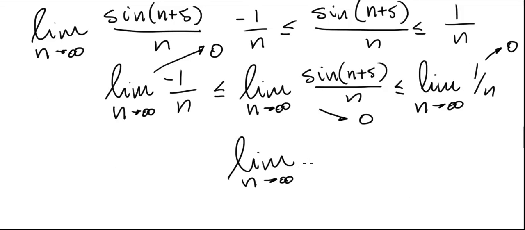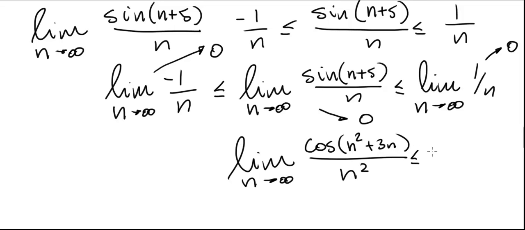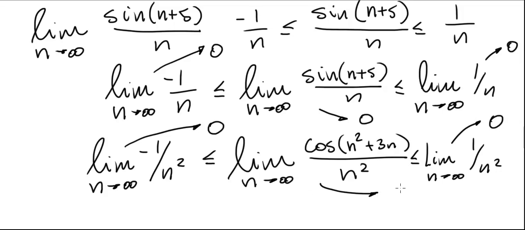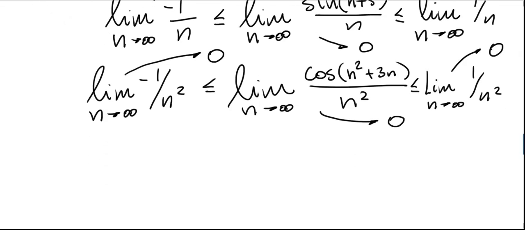And we apply exactly the same thing to the cosine term, that is, the limit as n goes to infinity of cosine of n squared plus 3n divided by n squared is less than or equal to the limit as n goes to infinity of 1 over n squared and greater than or equal to the limit as n goes to infinity of minus 1 over n squared. Once again, the limit on the left side is going to 0, the limit on the right is going to 0, and by the squeeze theorem the limit in the middle is also going to 0. Now our limit is just going to be the constants that we have.